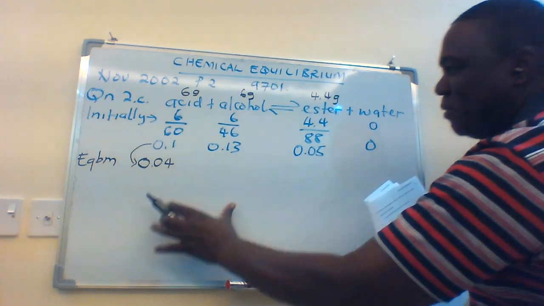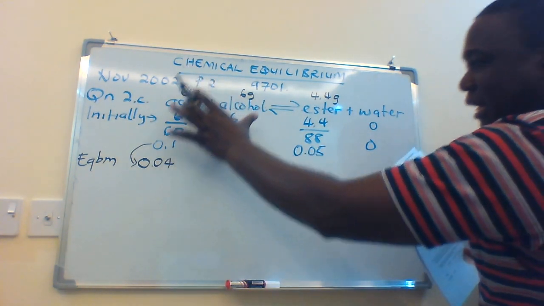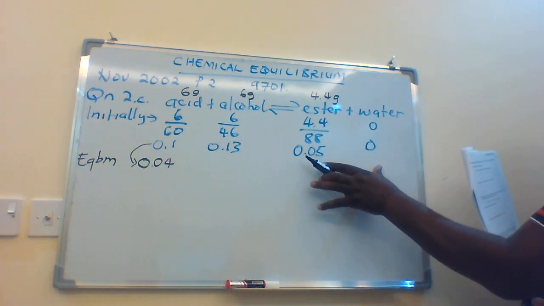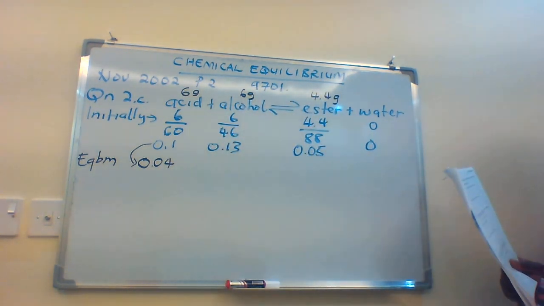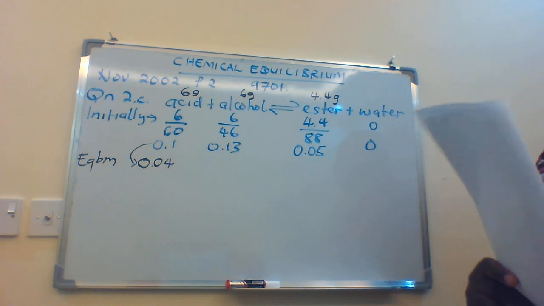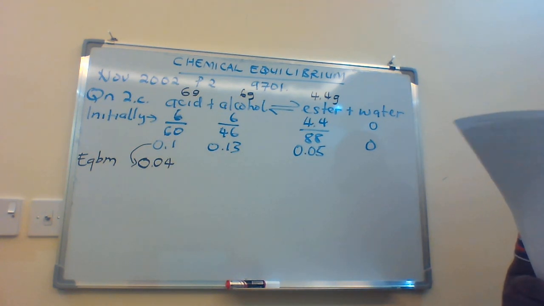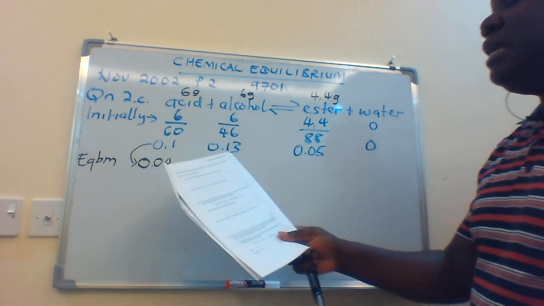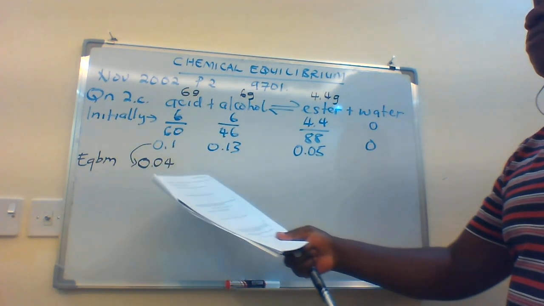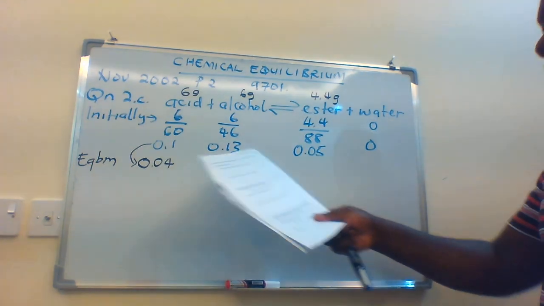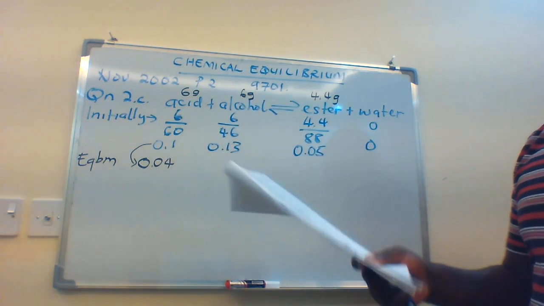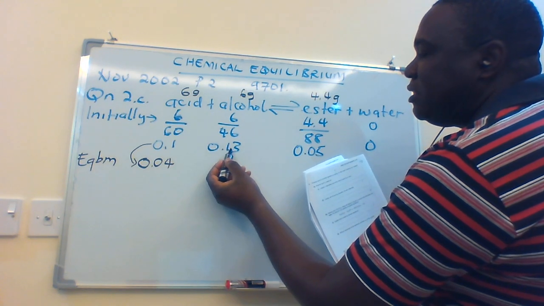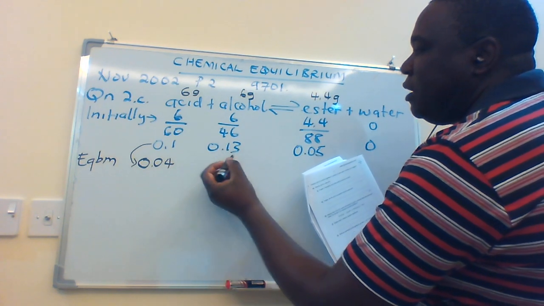So on this side, you're going to experience a decrease, and the corresponding increase will be reported on the other side. If you do your mathematics, you're going to find that if we had 0.1 initially and we now have 0.04, the decrease being reported here is 0.06. So it means we are supposed to subtract 0.06 from 0.13.